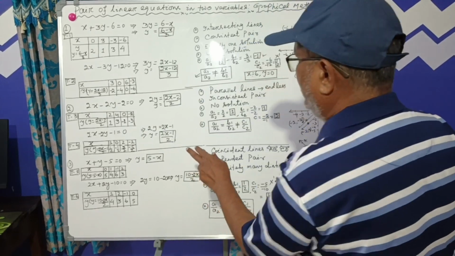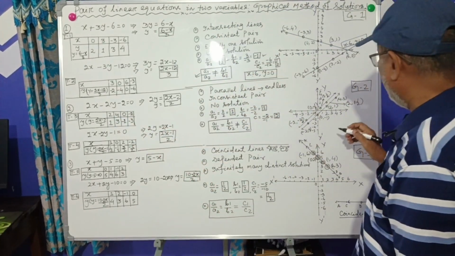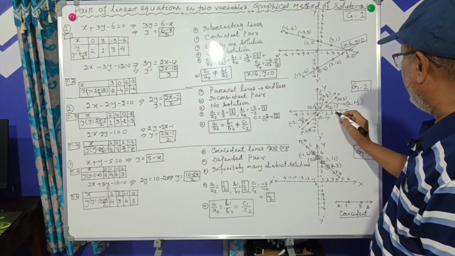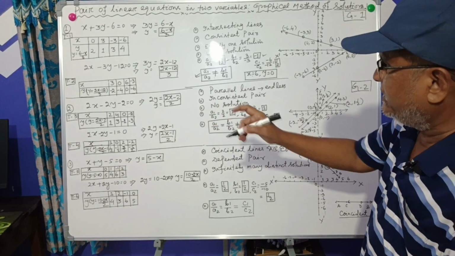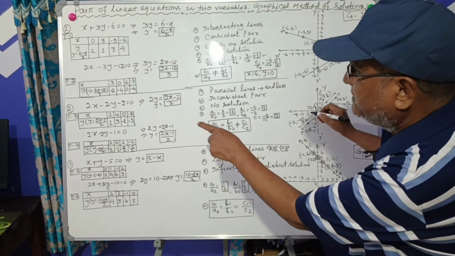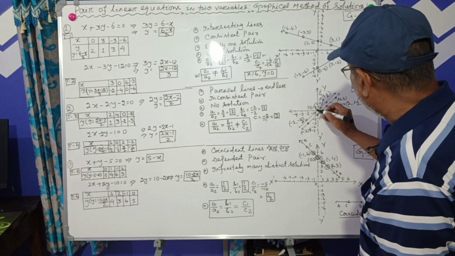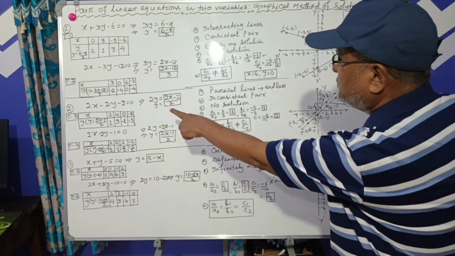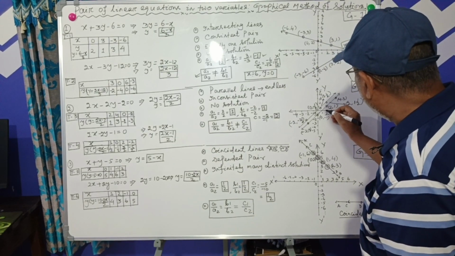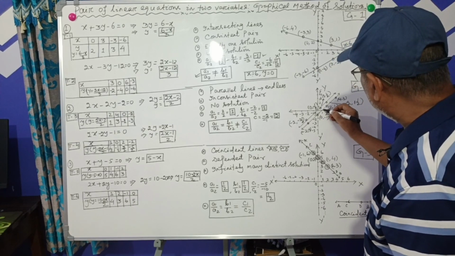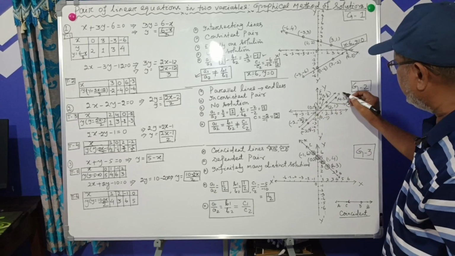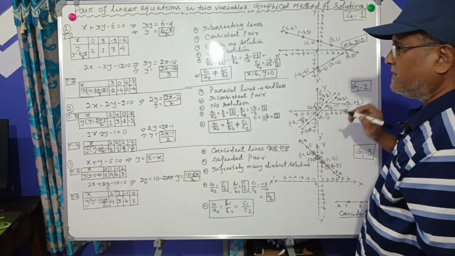Okay, in the graph you locate 2, 1: here 2 and here 1, this point. Then 4, 3: here 4 and here 3, this point. Then 0 and minus 1, this point. And minus 2 and minus 3, this point. Now let us join them. So we got a straight line.